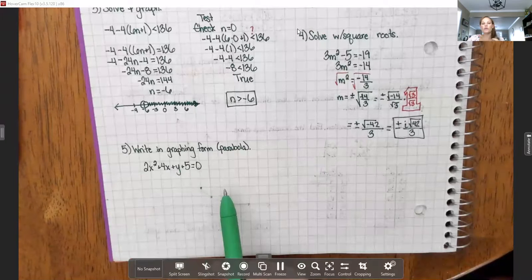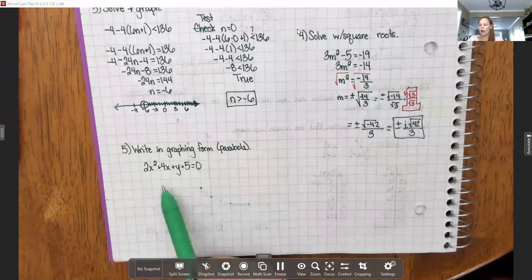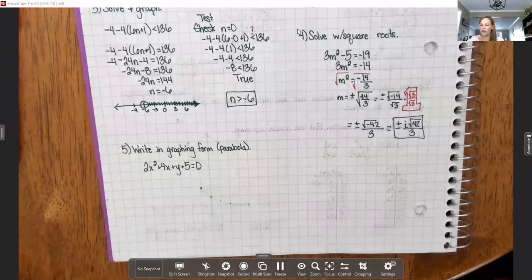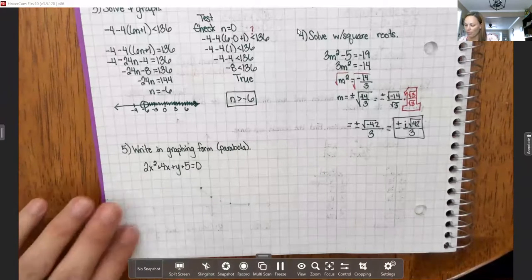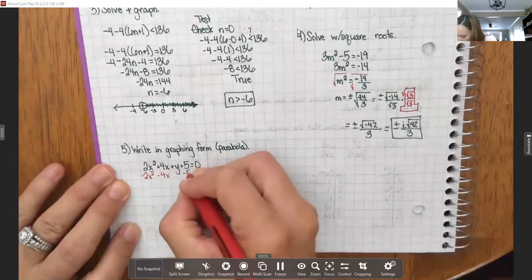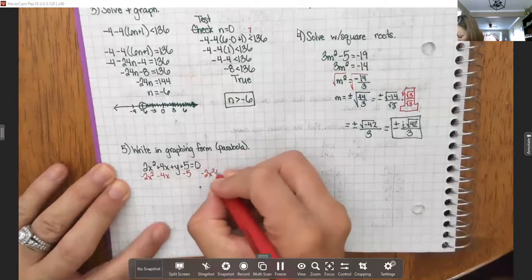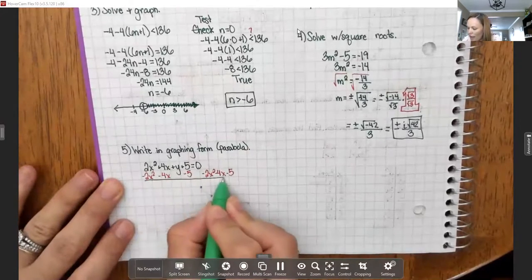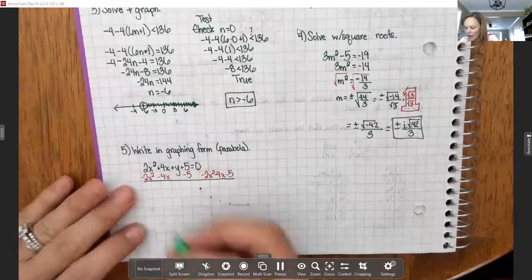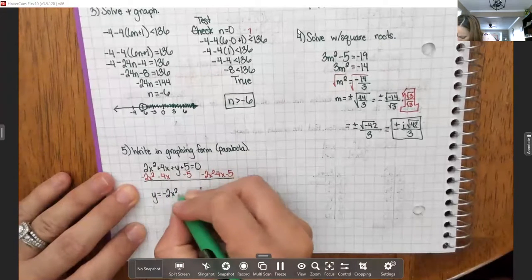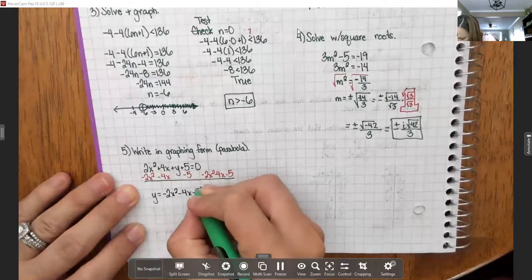So the first thing you want to do on a problem like this is you want to get y alone. Again, we want to be positive y. So since this is positive, I'm going to take the long route and I'm going to subtract everything else. If you subtract y, that's fine, but then you just multiply both sides by -1. So our equation is y equals -2x squared minus 4x minus 5.